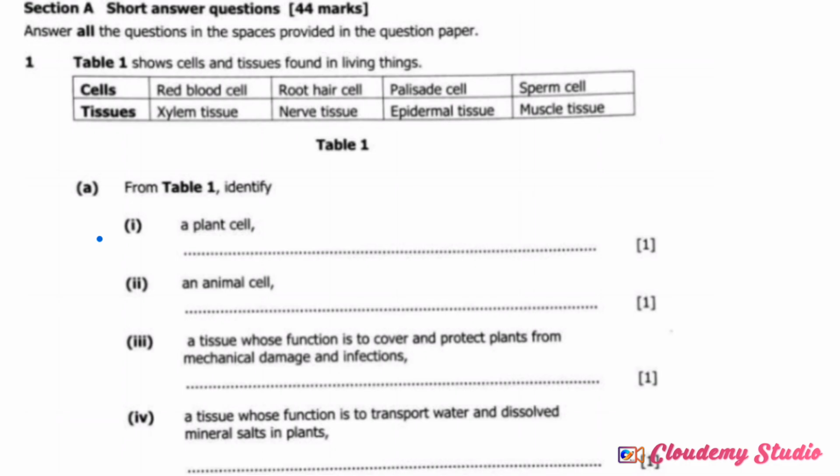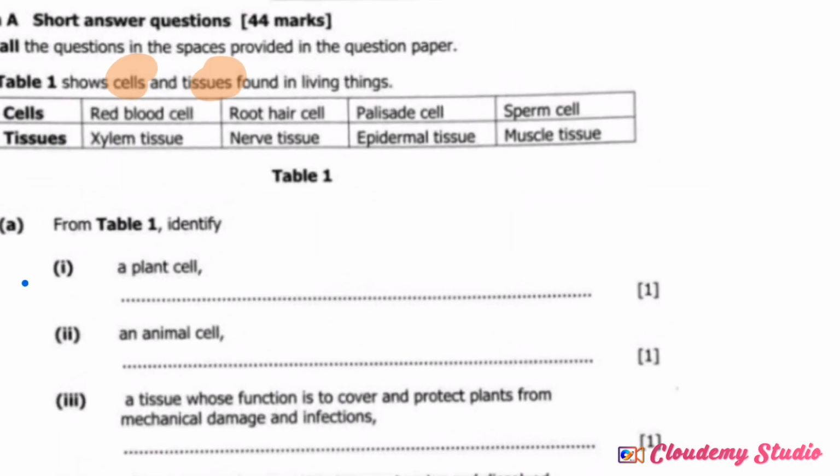Table 1 shows cells and tissues found in living things. So from this question, there are 2 good terms, cells and tissues. So meaning this table comprises of cells and tissues. Answering a simple question is all about understanding its terms. All questions may be simple, but if you don't understand how they have been constructed, it becomes difficult.